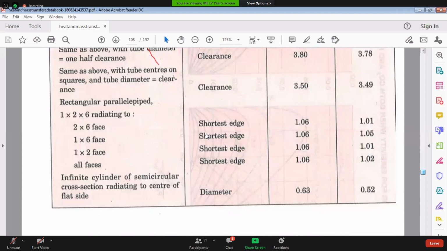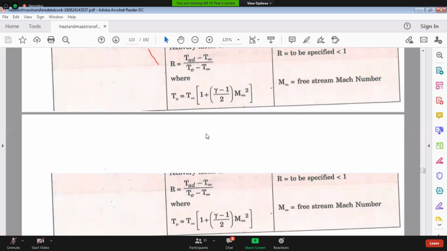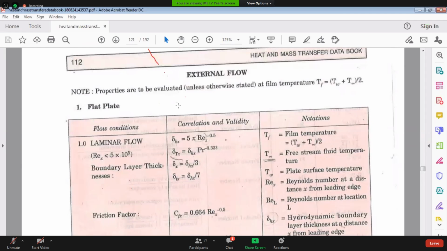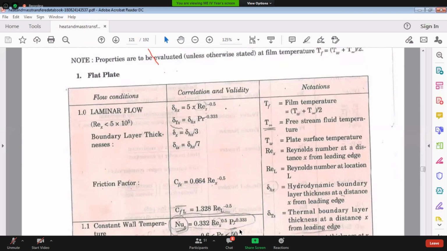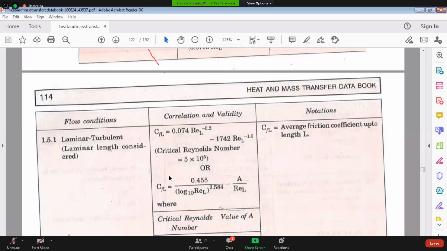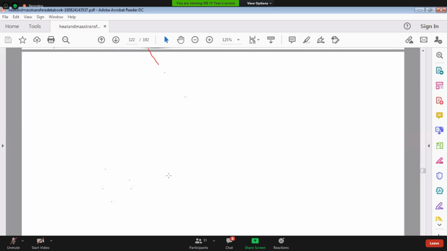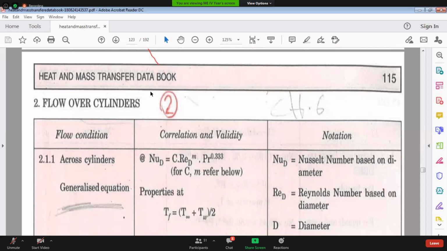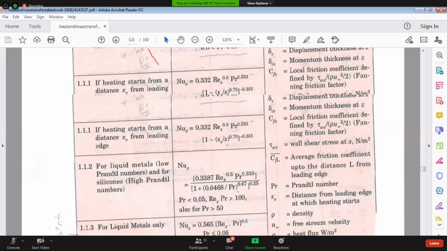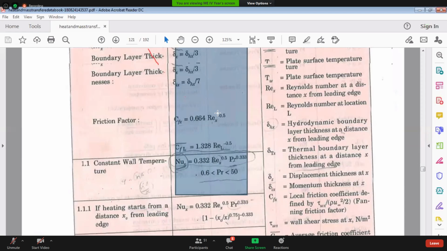For example, I'll show you. All these are the equations. It is very, very tough to remember, right? So we start here. External flow, plate here. These equations will be used. It is a laminar flow. It is a turbulent flow. If it is turbulent flow, we have to use some other equations. If it is in the laminar-turbulent region, we have to use some other equations. I discuss the conditions. What are the conditions?